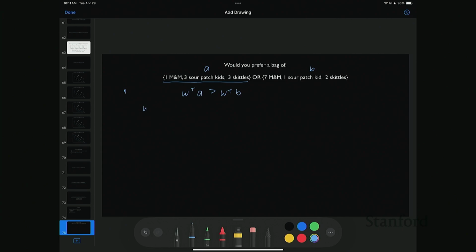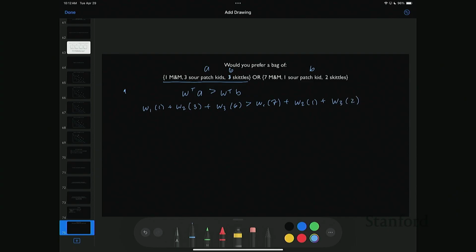So that must mean that W1 times 1 plus W2 times 3 plus W3. I definitely wrote that wrong. Hold on. These are both supposed to add up to 10. Hold on a second here. I think this should be a 6. Do you still prefer A? Okay. All I did was give you 3 more Skittles, so I think it's okay. Okay, cool. So plus W3 times 6. We know that that's greater than W1 times 7 plus W2 times 1 plus W3 times 2.